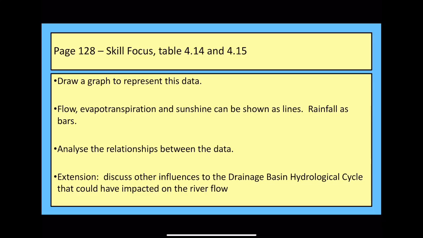So just point out first of all, this bullet point number 2 here, that the river flow, the evapotranspiration, and the sunshine should all be shown as lines, and the rainfall should be shown as bars. Okay, and what you want to do is try and analyze, is there any relationship between these pieces of data? So what we should want to see is our sunshine hours having an influence on flow? Is rainfall having an influence on evapotranspiration, or vice versa? And that's what we want to be trying to establish, trying to understand. And then we've got an extension, so discuss other influences in the drainage basin hydrological cycle that could impact the river. So that could be to do with humans and what they're doing.